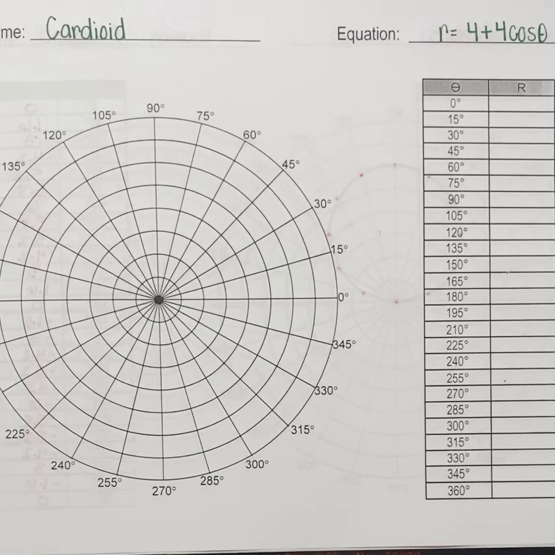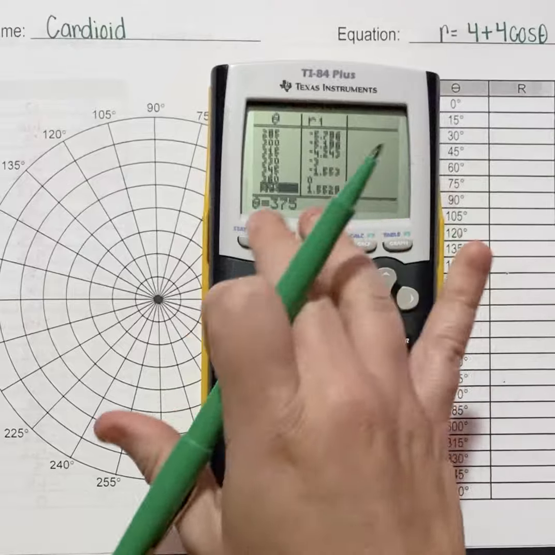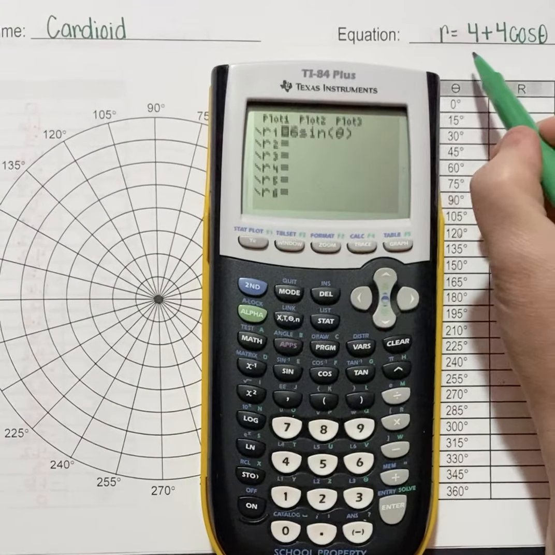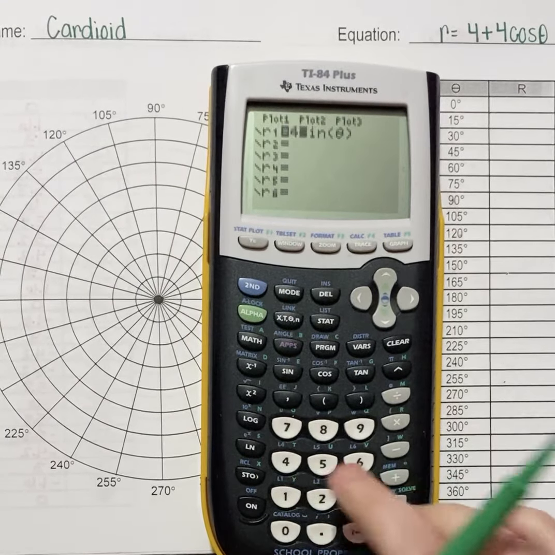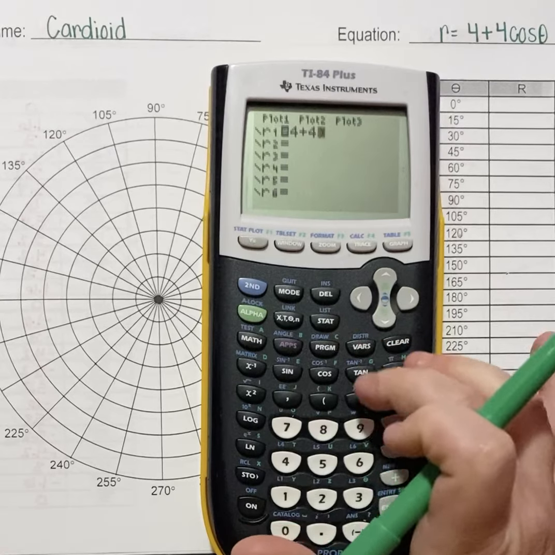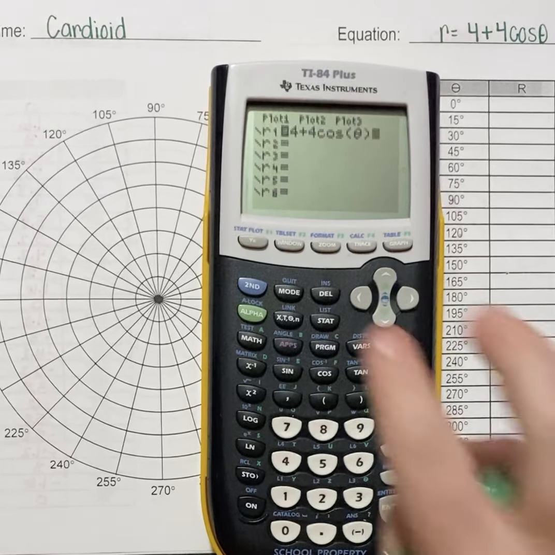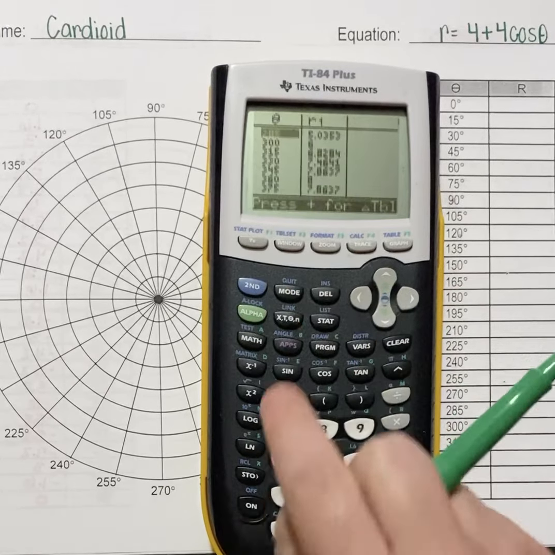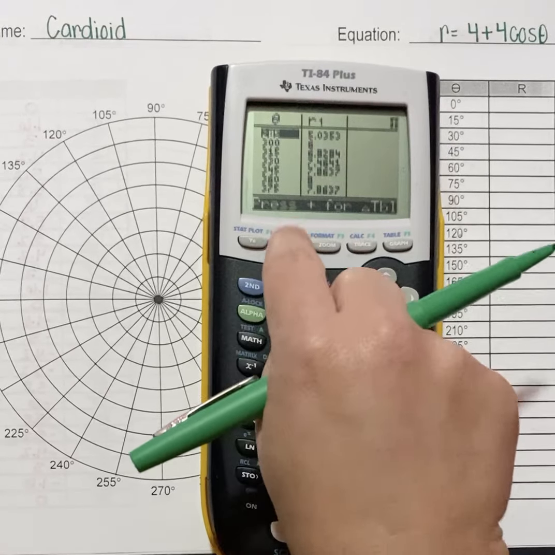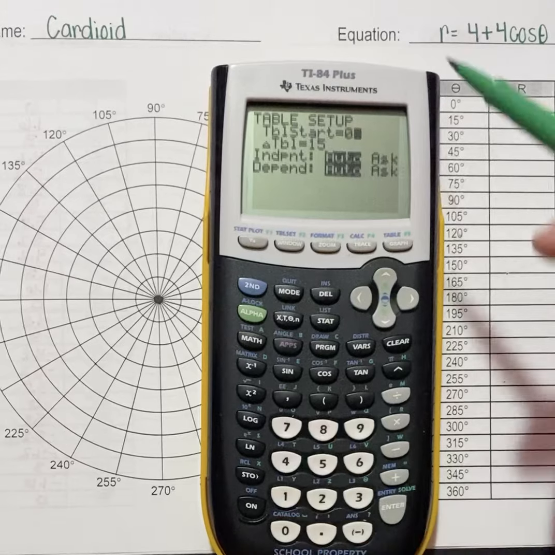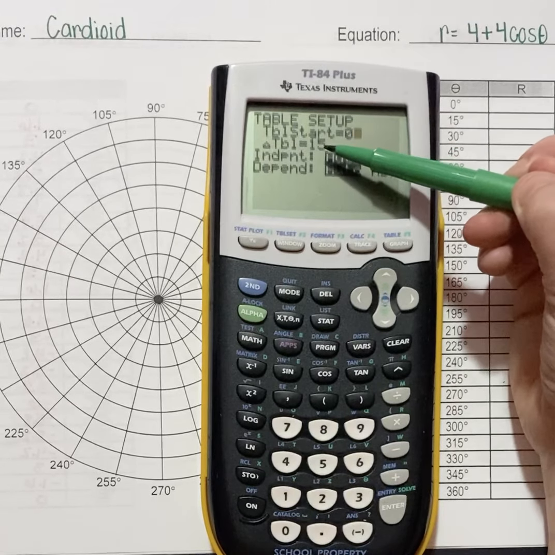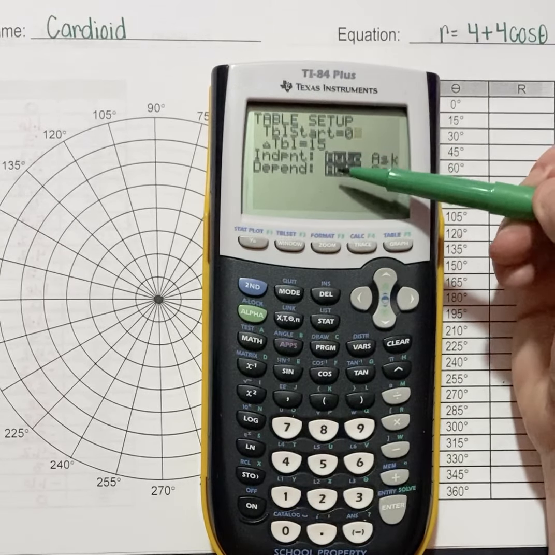Now we're going to do this very similar to how we did the circle in problem number 1. So I'm going to go to Y equals, and type my equation in right here, which is 4 plus 4 cosine theta. Remember, hit that X button to get you that theta, and then I'm going to go to my table. Remember, make sure you got this set up right: your table set should start at 0, it should increment by 15, and it should be on auto.